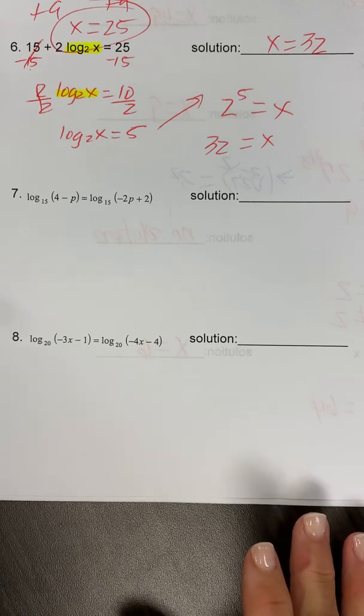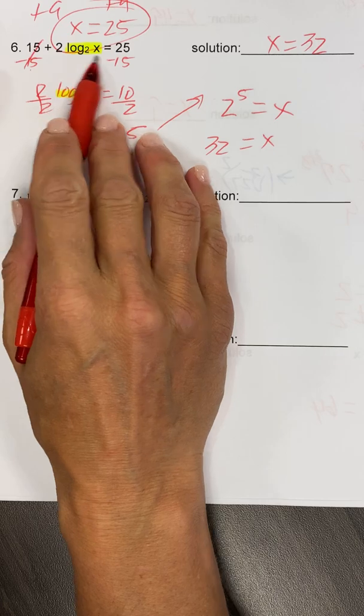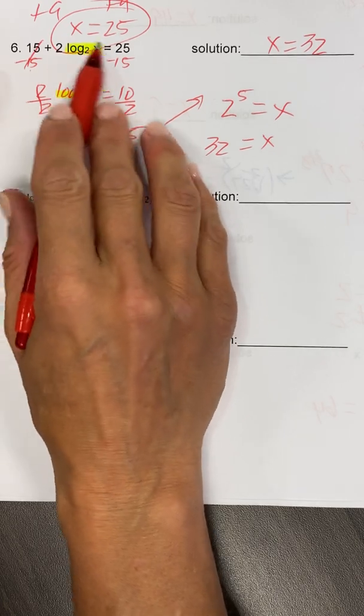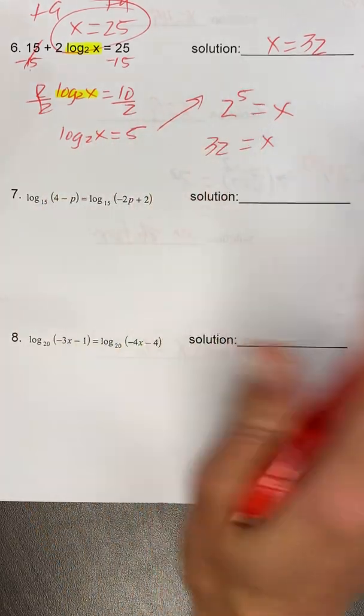Everybody good so far? I got the log. I had to get x by itself. I'm solving an equation, but I had to get this nice little log expression that contains the x by itself. And then I rewrote it, solve for x.